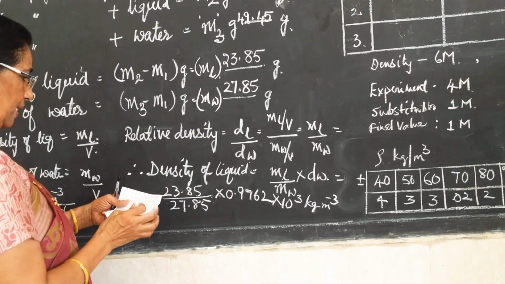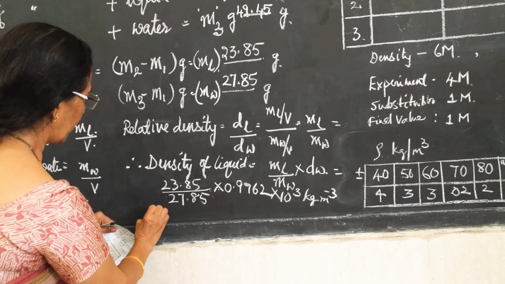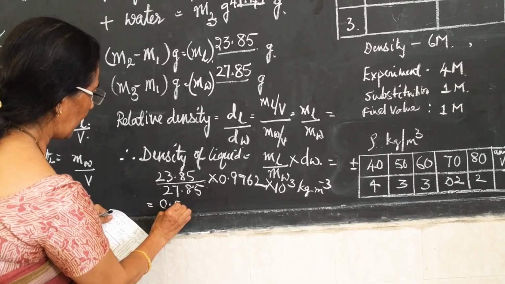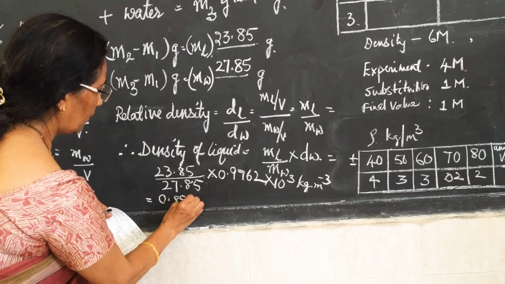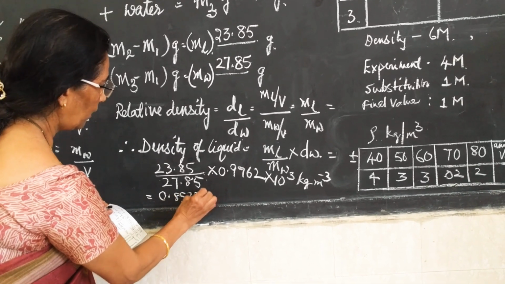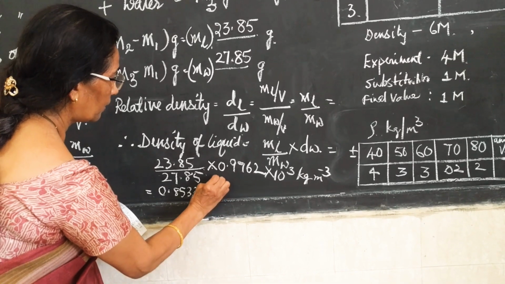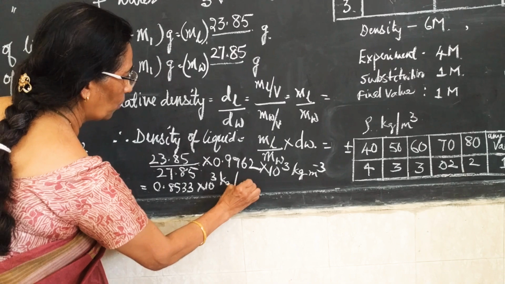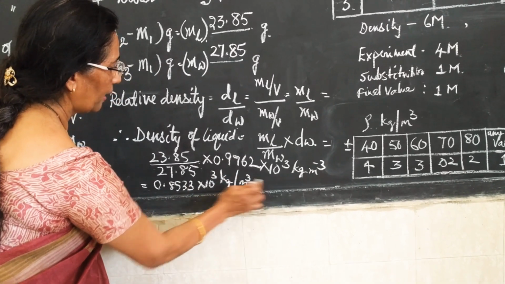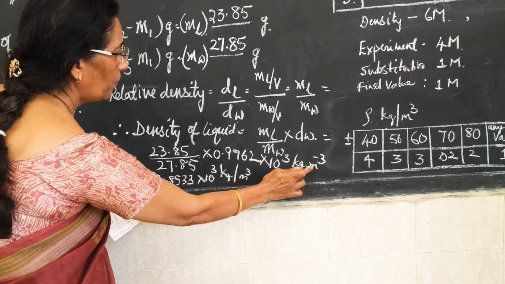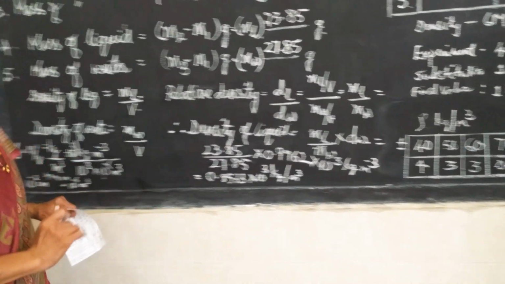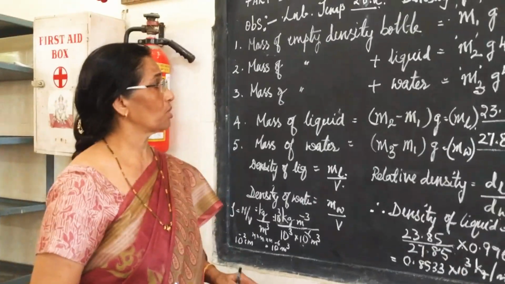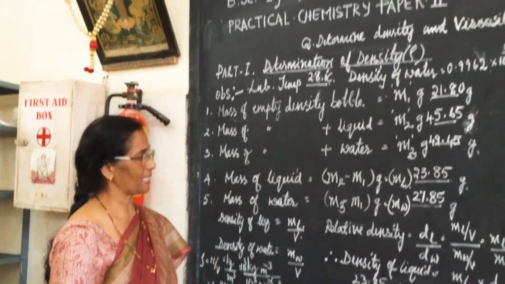When I do this calculation, I get a value of 0.8533 into 10 to the power 3 kilogram per meter cube, or I can write so much kilogram meter to the power minus 3. Both can be done. So I hope you all understood how I determine density.